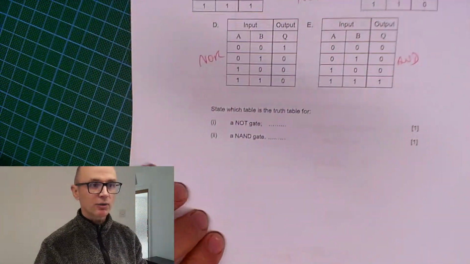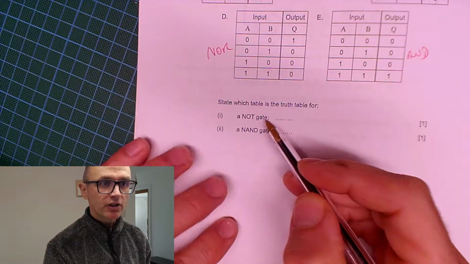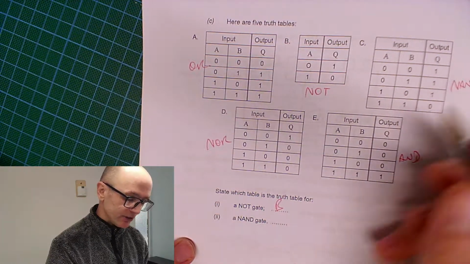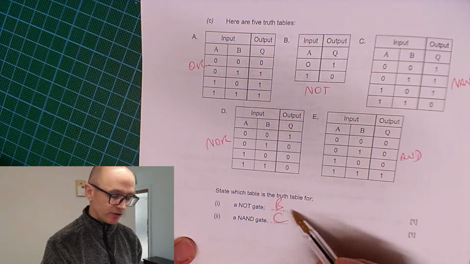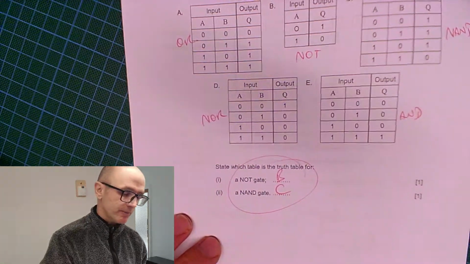Let's have a look at the two questions. State which is the truth table for a NOT gate. Well, that's going to be B. And for a NAND gate, it's going to be C. So that's all you need to do for that. You don't need to label these up, but we looked through them to make it useful.